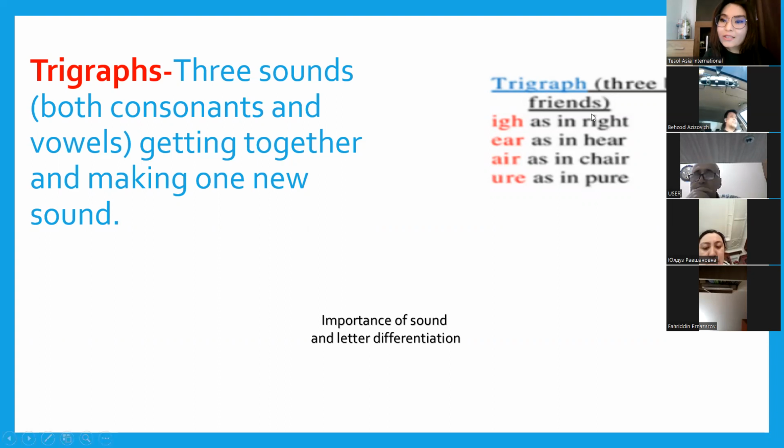Like igh in right. Look, here we have one, two, three, four, five letters. But let's see how many sounds we have. R, igh, T. Just three sounds we have. Although we have five letters, we have three sounds. So ear, as in here. Air is as in chair. And let's see how many sounds we have. Ch, air. Just two sounds, but letters one, two, three, four, five letters. Five letters, just two sounds. Ch is a digraph, air is a trigraph.